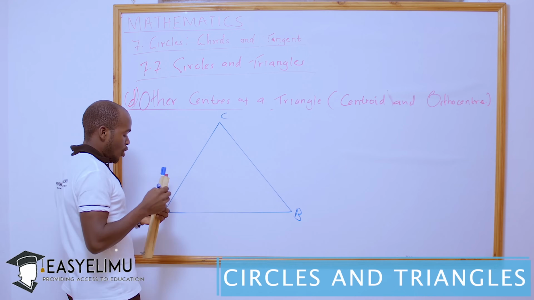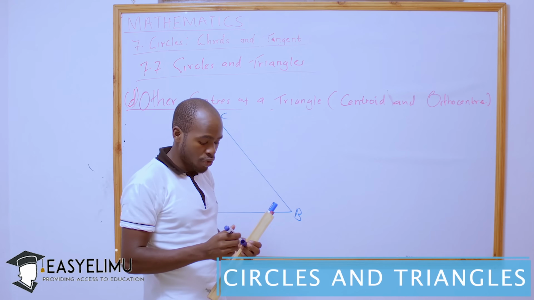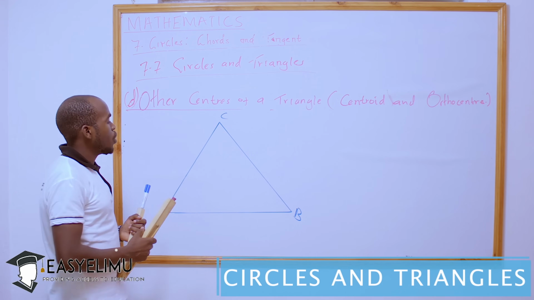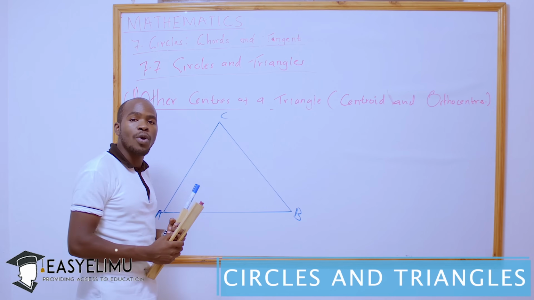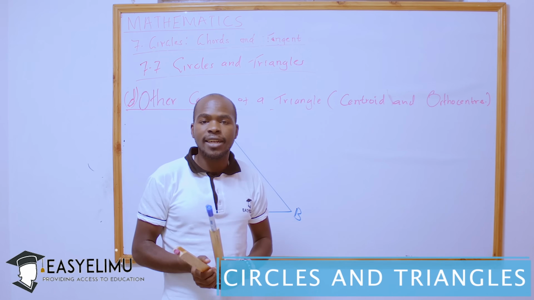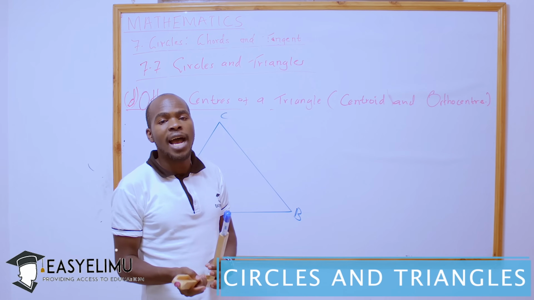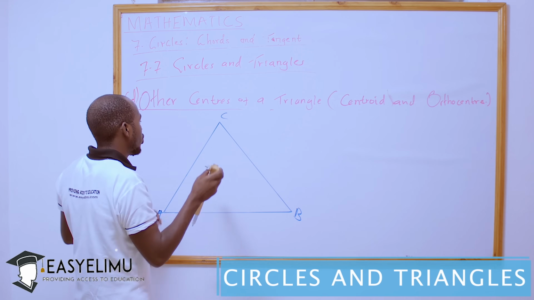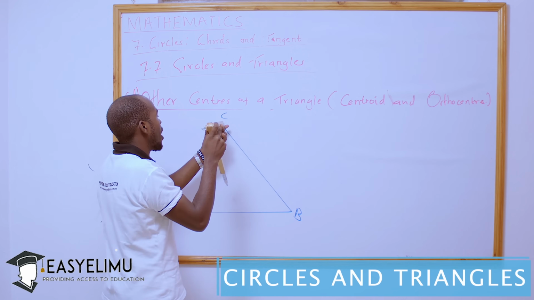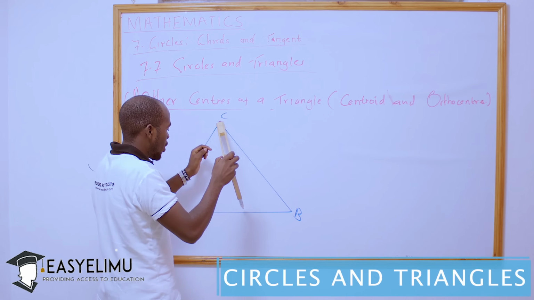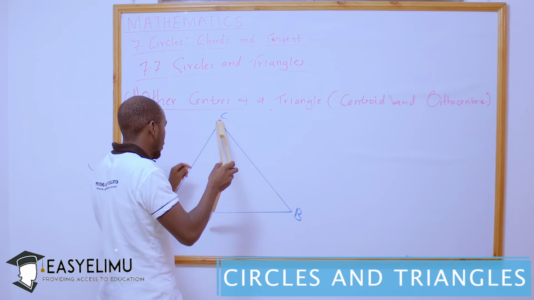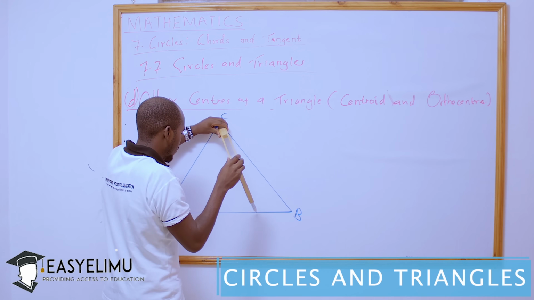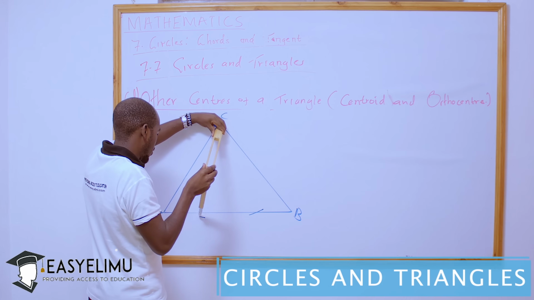I need to construct a centroid, and in order to construct a centroid, you need to drop altitudes to any of the sides, such that the point where the three altitudes intersect is what we refer to as a centroid. So for the altitude of this line here, BC, if you are at C, you drop a perpendicular bisector of line BC, such that you cut that line at that point and also at this point.